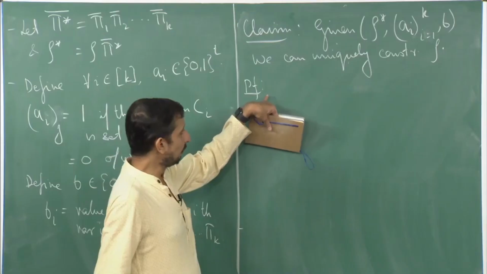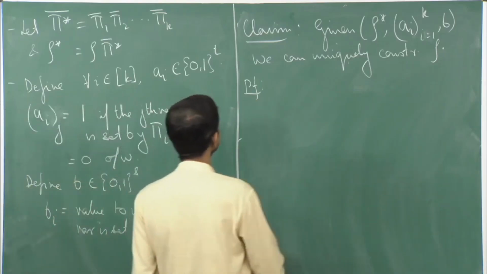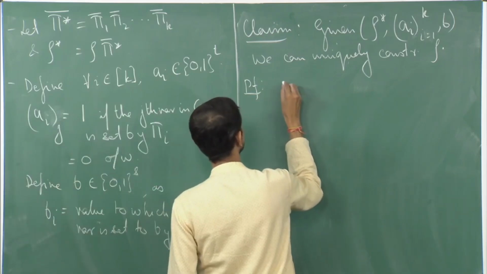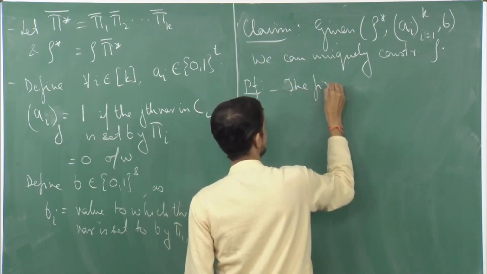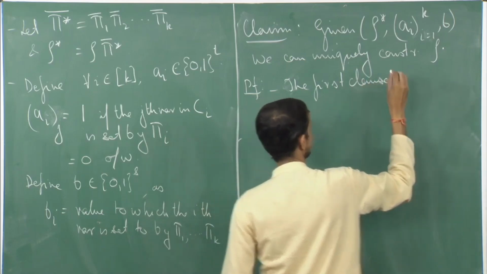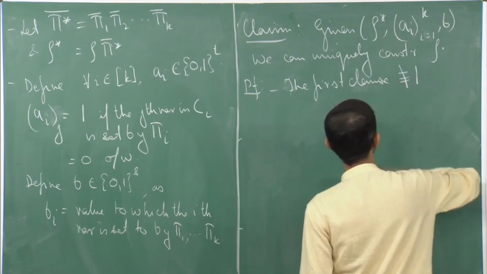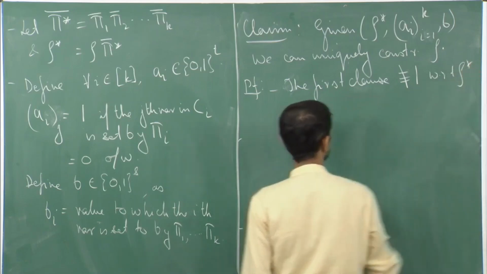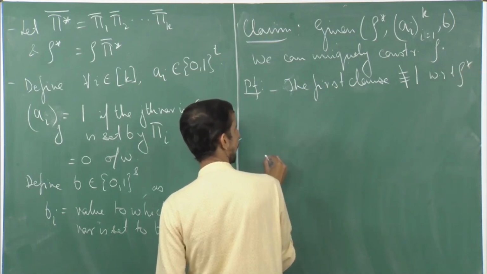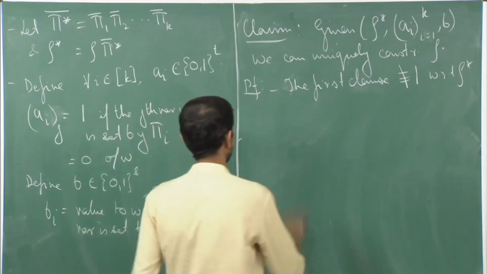So, once again, first we will get C1. What is C1? C1 is the first clause not identically 1 with respect to rho star. Or let me use the notation actually instead of writing this manner.